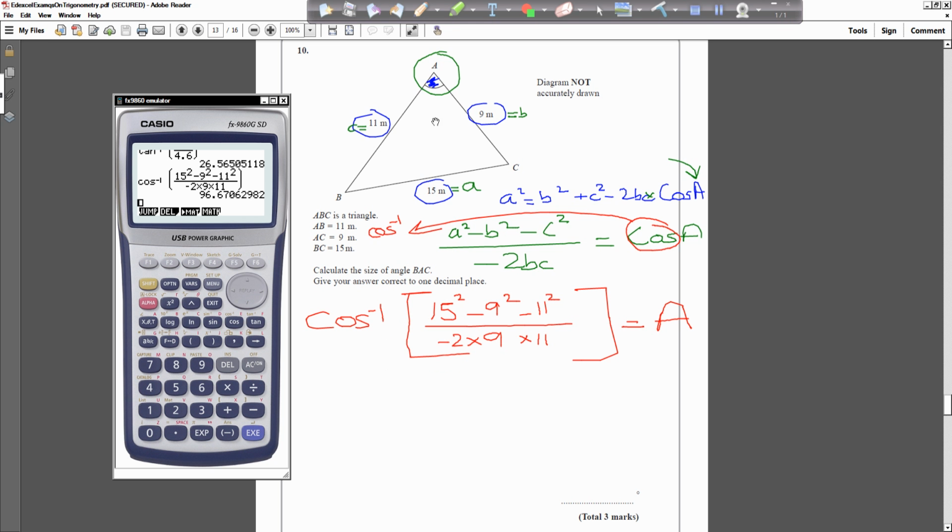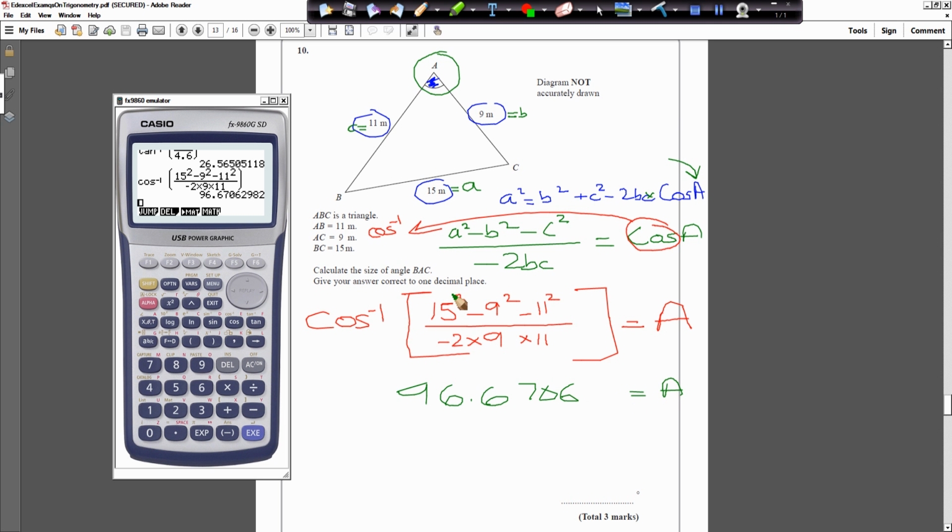And that gives us an answer of 96.6706 and so on, equals the A. We have to round that off to how many decimal places? 1. So here's the first decimal place. We look at the next number. Because it's 5 or more, you add 1. So our final answer is 96.7 for the angle A.